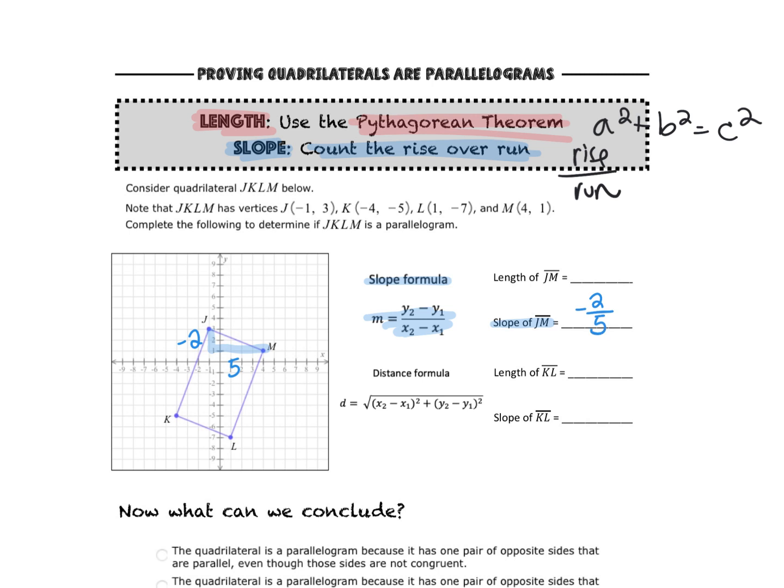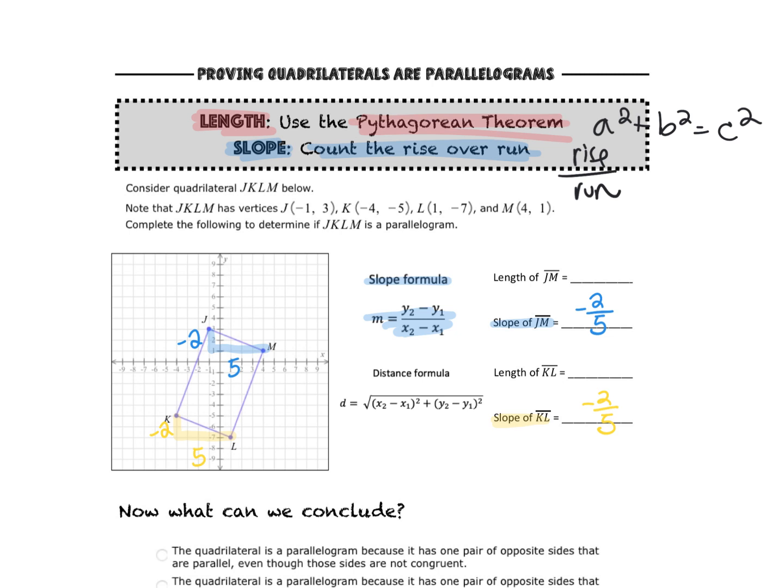Then the other slope that I think will be easier to find is KL. Again, I'm going to start at K and go to L, and I'm going to count how many I went down and across. From K to L, I went down 2 as well, and I went right 5 as well. So my slope of KL is -2/5.